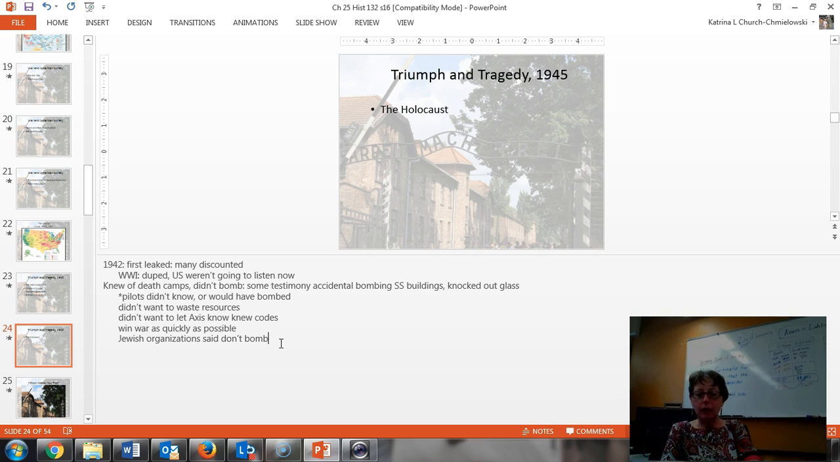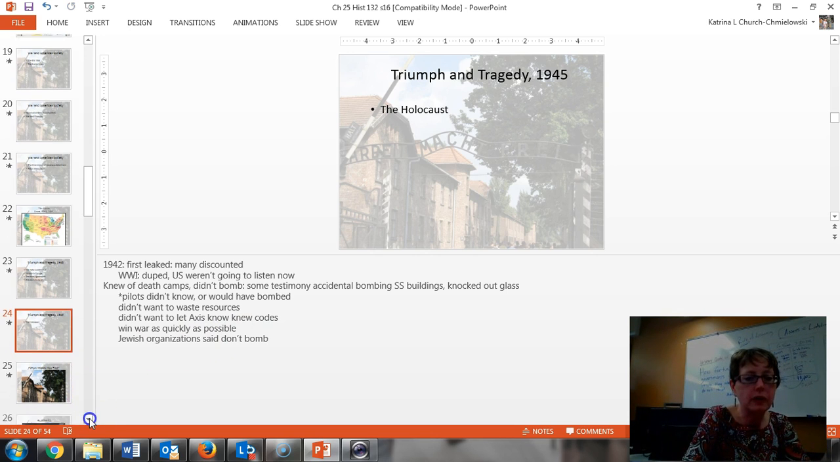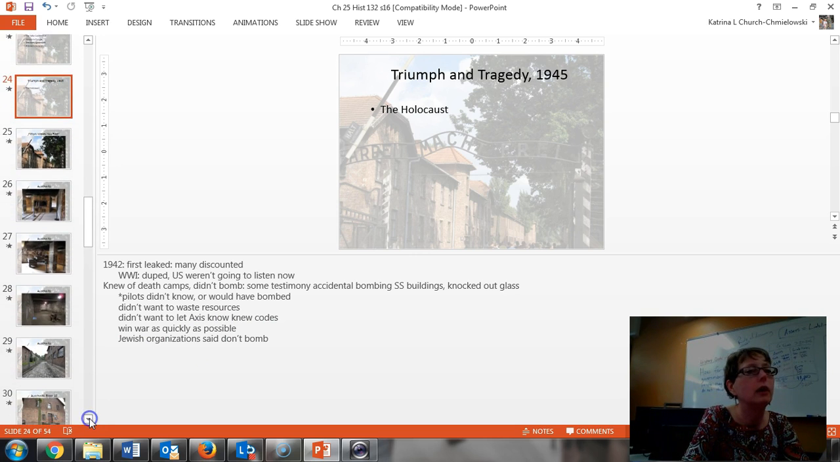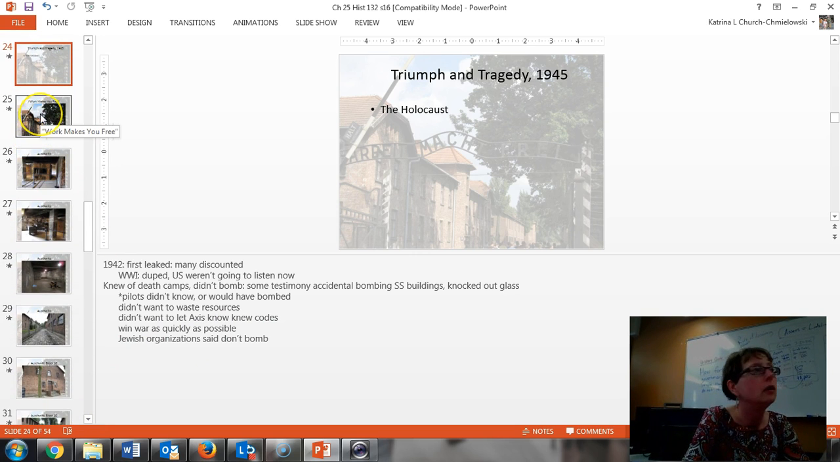The pilots themselves didn't necessarily know, because a lot of the pilots say they would have bombed them had they known that the Holocaust was what was actually happening, okay? And also the Allies didn't want to waste resources. So as they're trying to win the war as quickly as possible, this wasn't necessarily going to help do that, okay? And then there were some Jewish organizations who said, don't bomb the camps, all right?